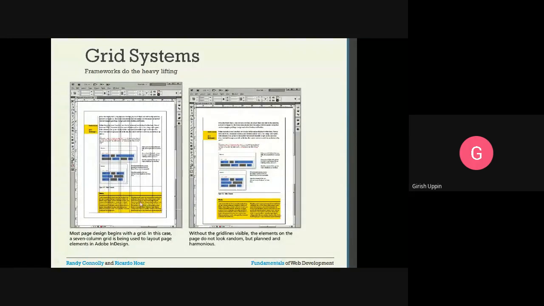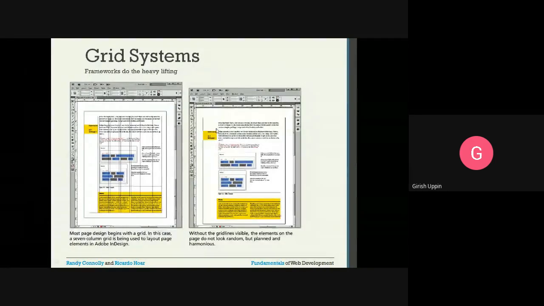So this is the example. Most page design begins with a grid. In this case, a 7-column grid is being used to lay out the page elements in Adobe InDesign. So the whole web page is divided into 7 columns, and this is without the grid lines visible. The elements on the page do not look random, but planned and harmonious. Here the grid lines are removed.